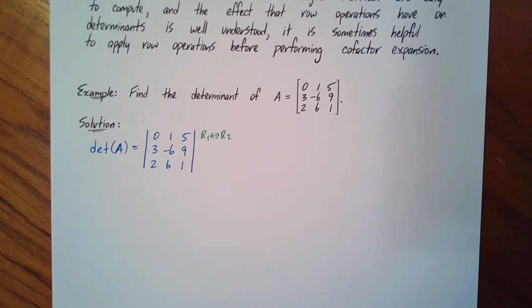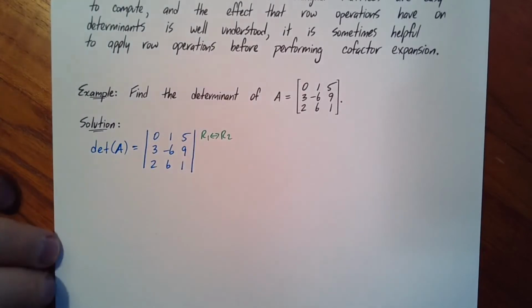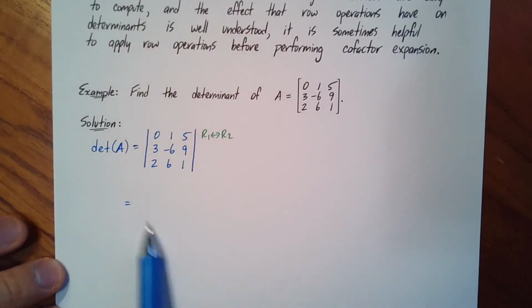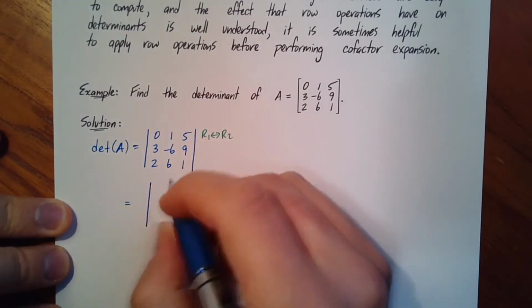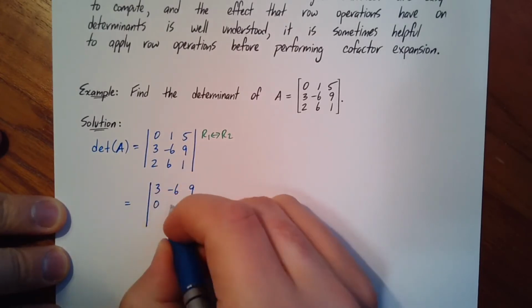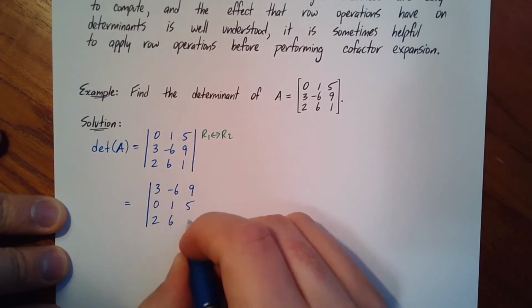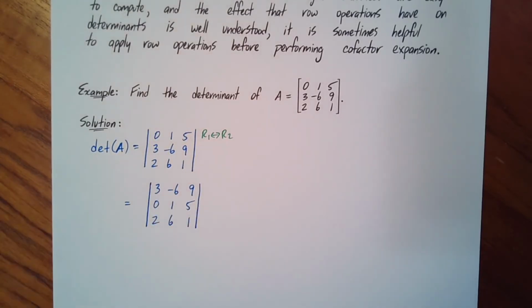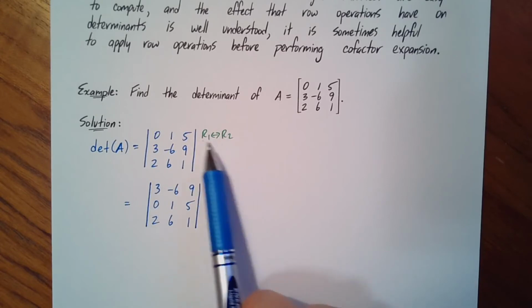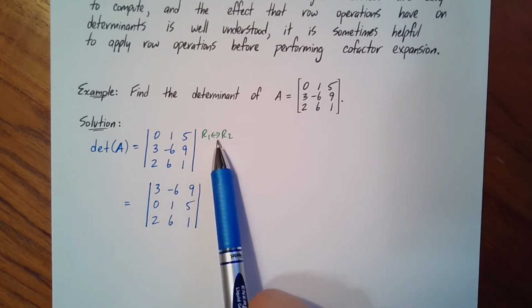Now that's going to change the determinant, right? Performing an elementary row operation is going to affect the determinant. So we have to account for that. So on the next line, when I write equals, I'm going to write the result here: 3, negative 6, 9, 0, 1, 5, 2, 6, 1. So that's what I get if I perform that operation, right? But I'm not just performing row operations on any old matrix, or solving a system here. I'm trying to compute a determinant. So if this is going to actually change the determinant, I need to keep track of that.